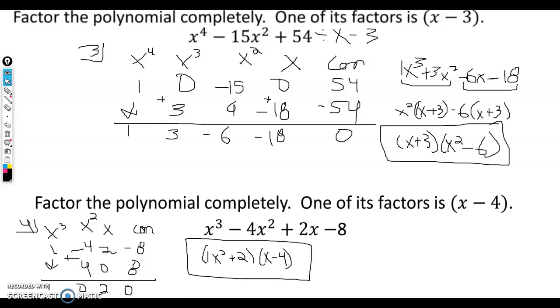So this is the answer to the last two You Try. If you have any questions on these, go ahead and pause this and look at this.